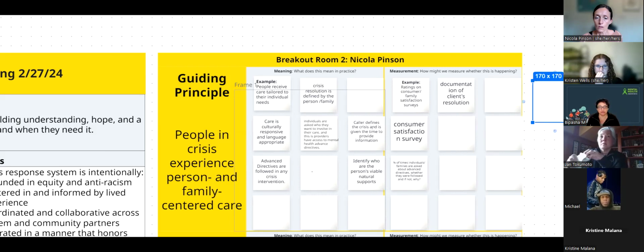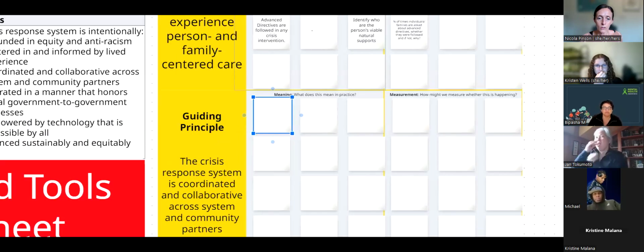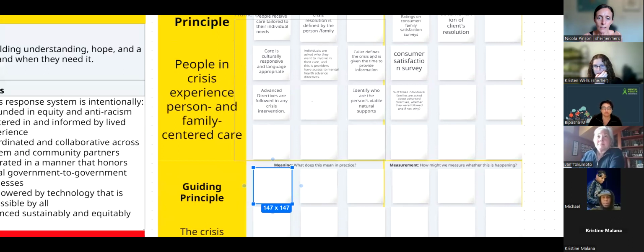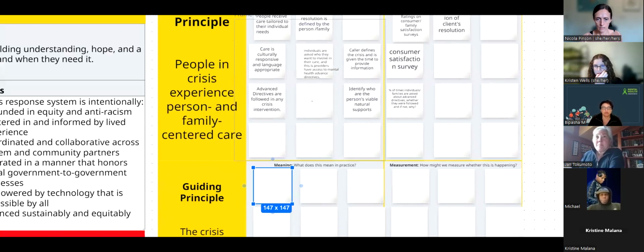Okay, I just moved it back into the frames. And I will just move it. Christine, can you just move it back up into that guiding principle that we're working on? You got it. Thanks.